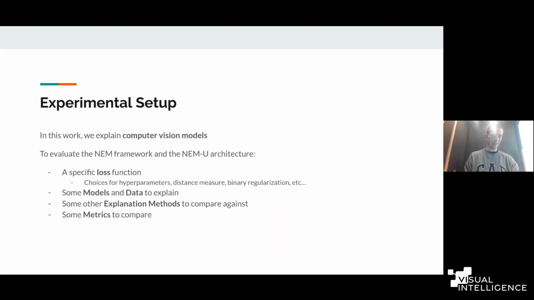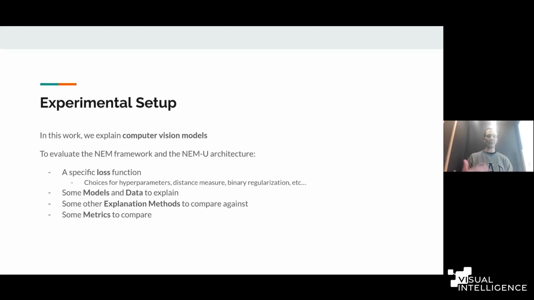Okay, so that was the theoretical, methodological part. Now we have to talk a little bit about the experimental setup. I will try to go through this fairly rapidly, but this will explain how we actually evaluated this. First of all, in this specific work, we focused on computer vision models. We didn't do any text, we didn't do anything except for images.